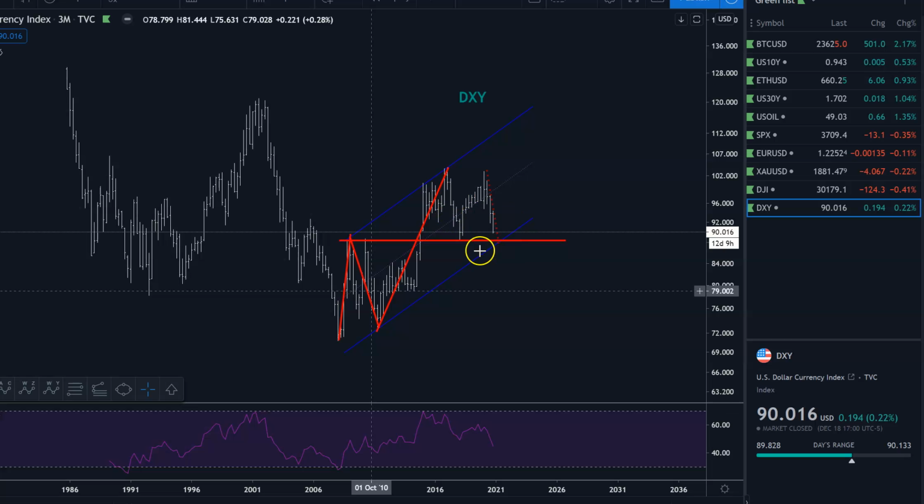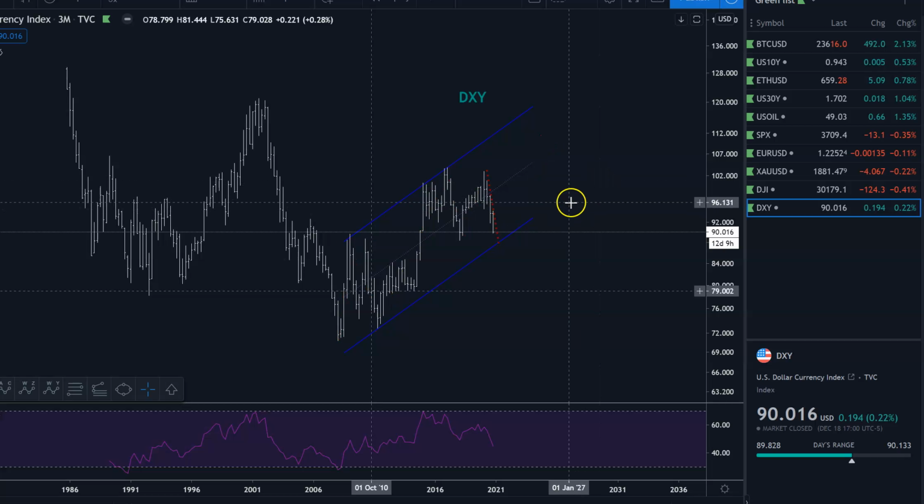So there is a chance that as long as we're not closing an ABC correction in here below this red line that I have, this could be a 4th wave, and we're actually doing a 5th wave advance in the dollar, right? This is more of a longer-term perspective. This would happen once we're coming back here, touching the trend line, we're turning, and we're making a massive advance in the dollar. Here is the other count.